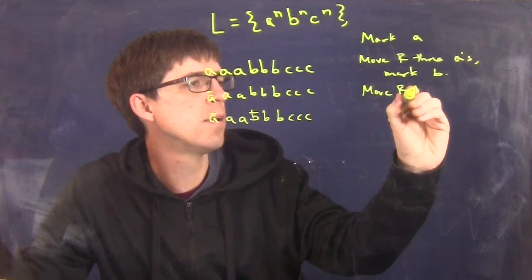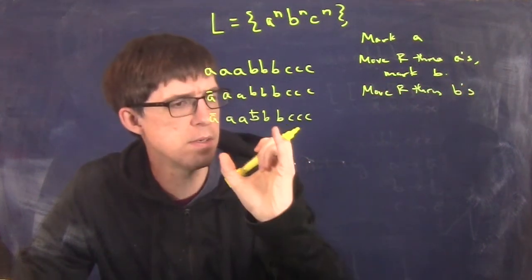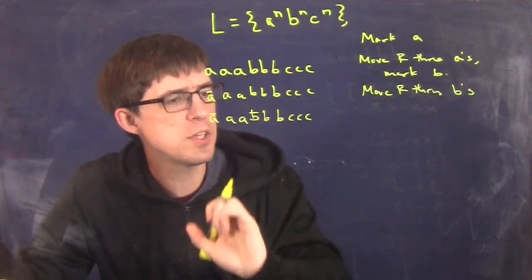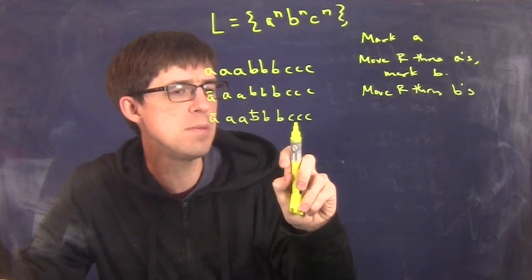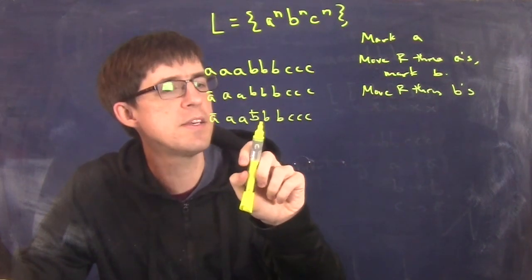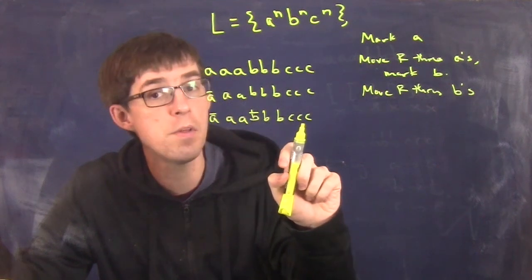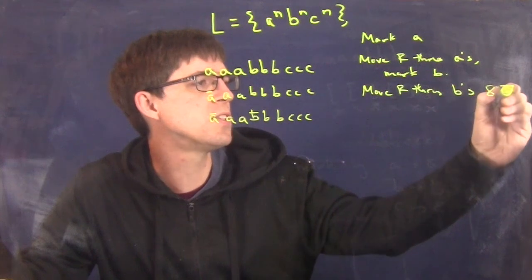Move to the right through B's. And can I just say, eventually, when we are doing this in later steps, you might have to move through some C bars, right? Because some of these C's may have already been marked off. And in that case, I'm going to move through all the B's and also all the C's which have already been marked. So I'm going to say move through B's and C bars.